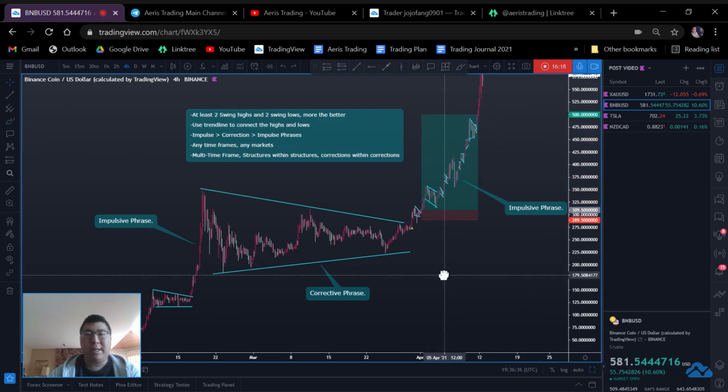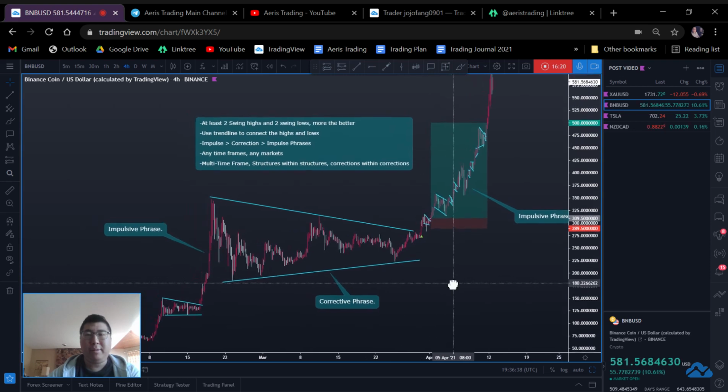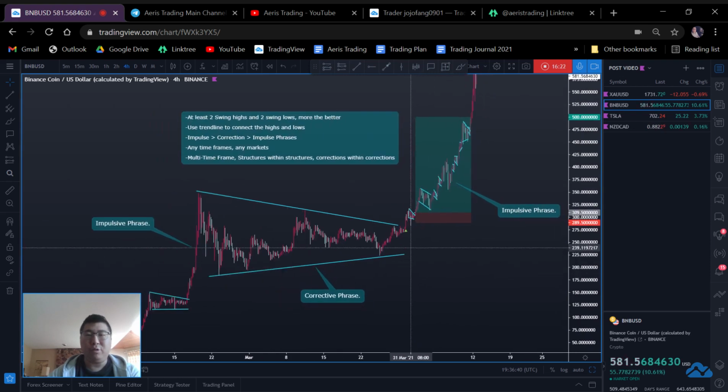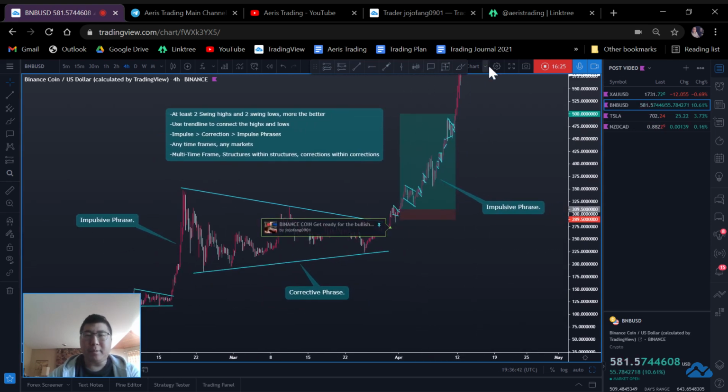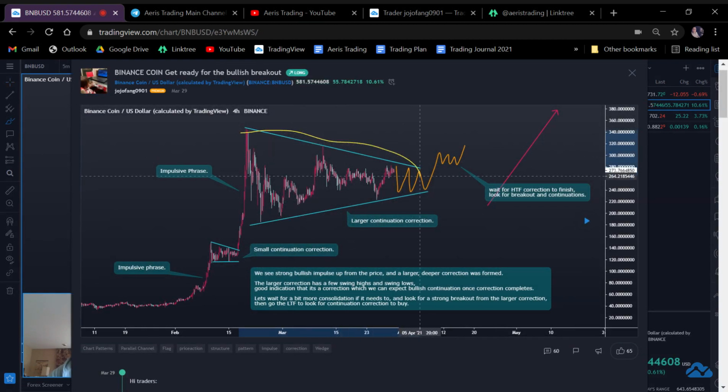So there it is, guys. That's my quick breakdown of impulse and correction. I really want to show you guys that when you really understand that a correction is in the making, you know that there's going to be a completion of that correction eventually.